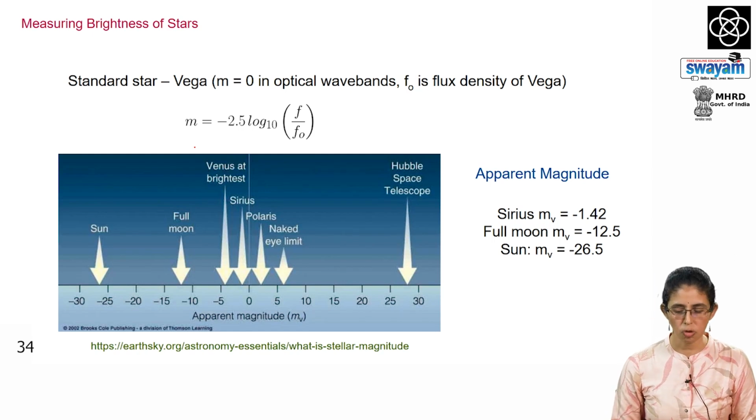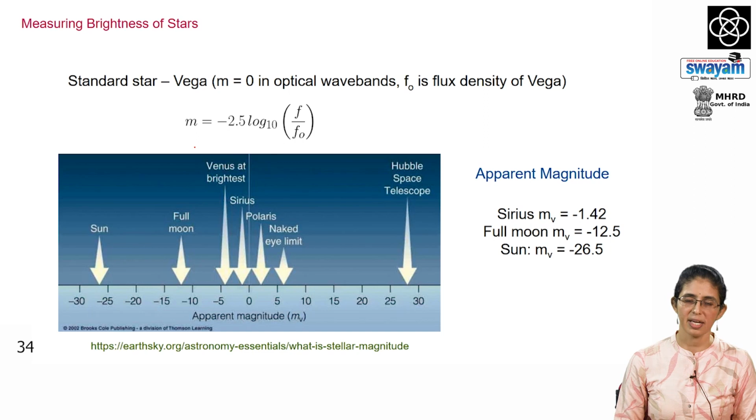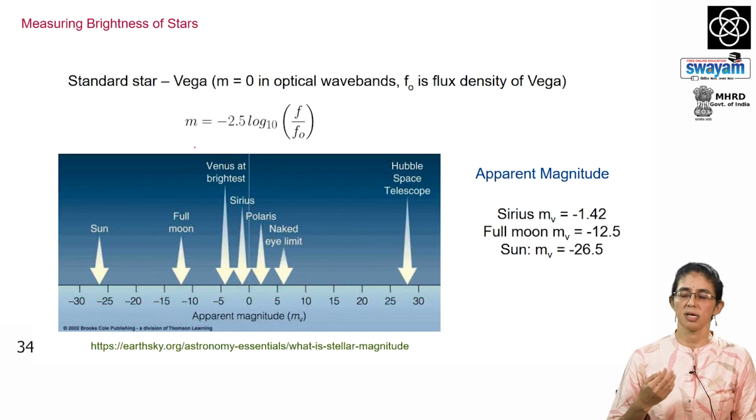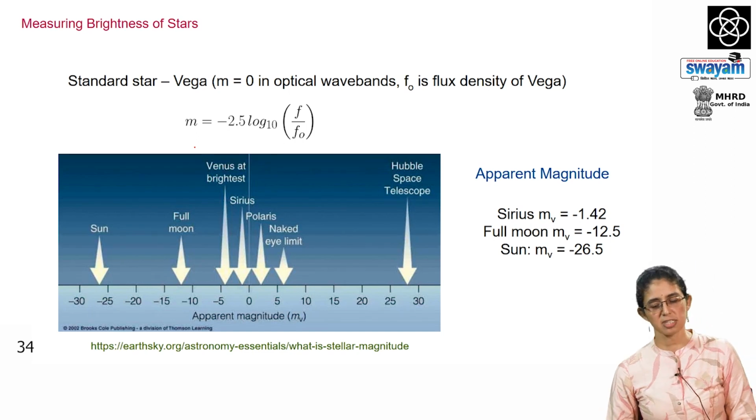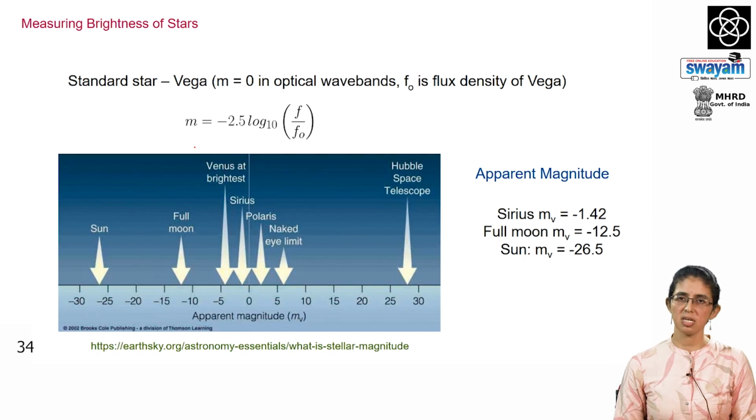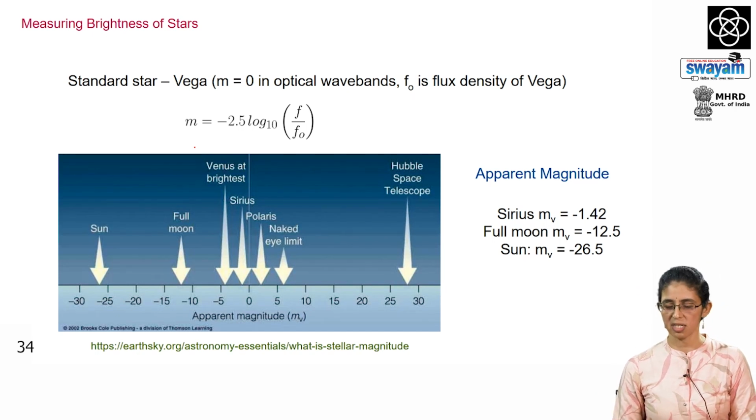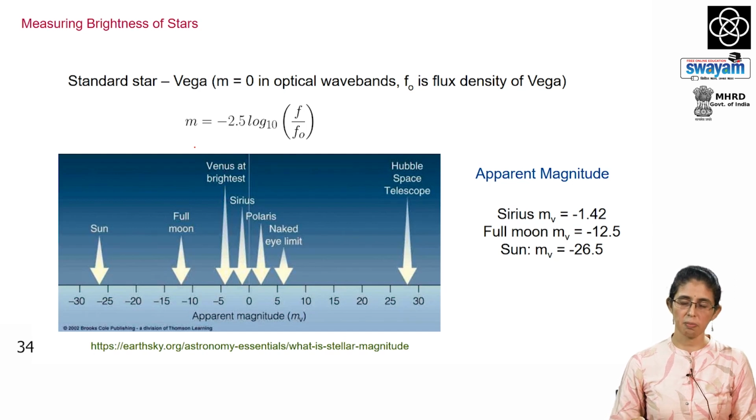The figure below shows the apparent magnitudes of the commonly visible objects. The Sun is very bright, as we know, and based on the flux density that we receive from the Sun, its magnitude corresponds to around minus 26. Sirius, the brightest star, has a magnitude of minus 1.4, and the full moon, when it is very bright, corresponds to an apparent magnitude of approximately minus 12.